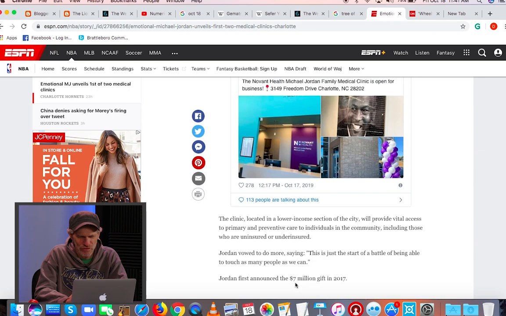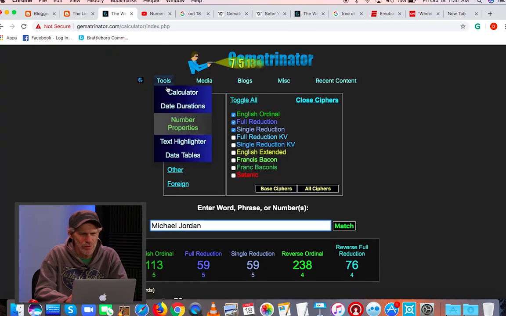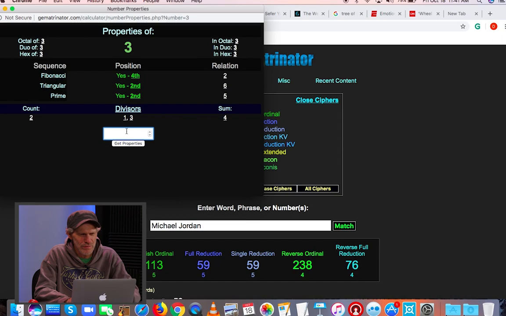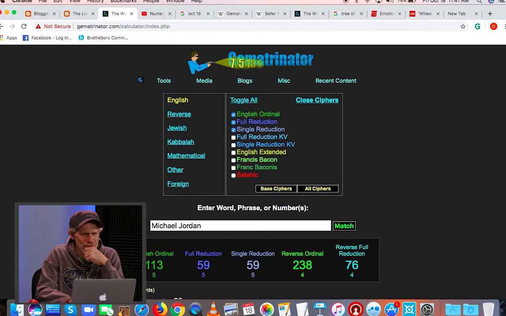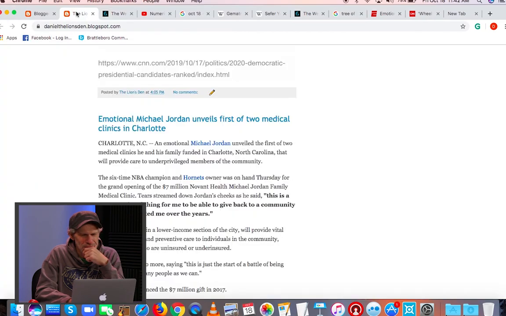So he first announced the 7 million gift in 2017. Why is that interesting? 7 million, 2017. Well, if you go to number properties here, 17 is the 7th prime number. So it's funny that they should pair those, 2017, $7 million. Anyway, let's get to the decode here.